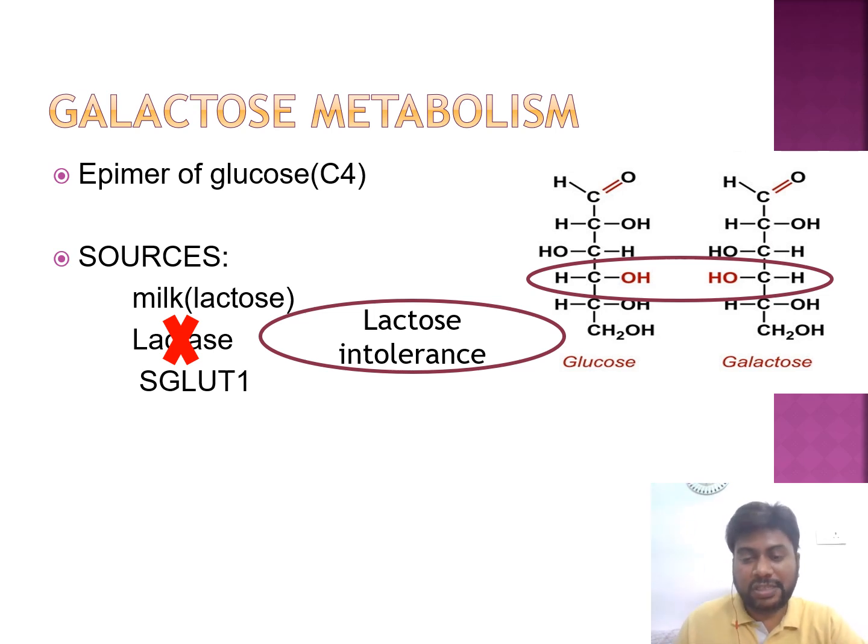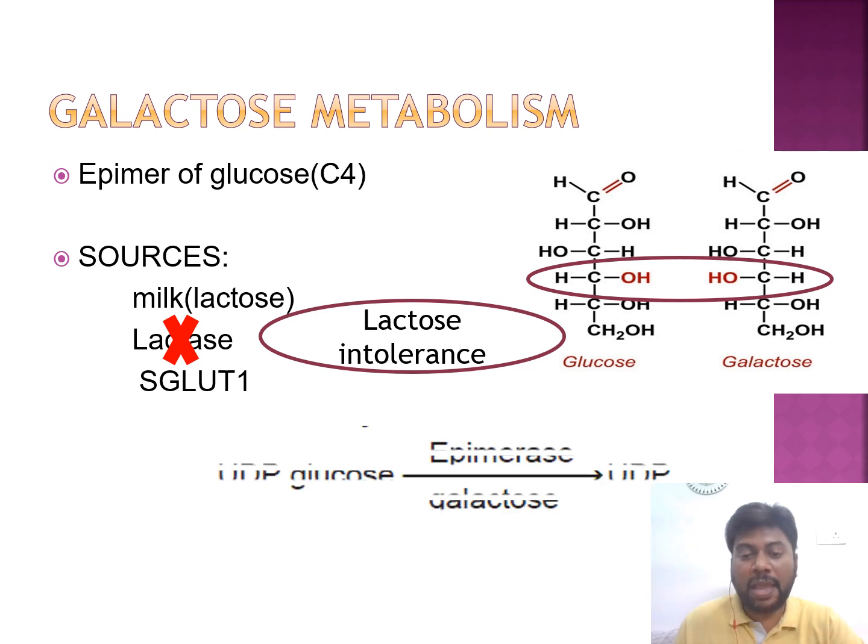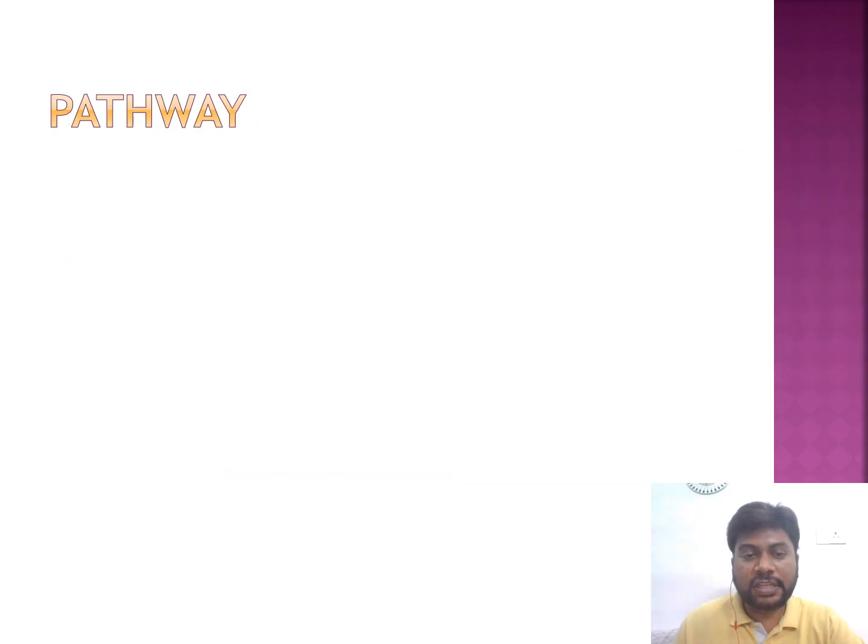Next, coming to the endogenous synthesis, within our body, galactose can easily be synthesized from glucose. Just now we saw that glucose and galactose are epimers of each other. So the enzyme epimerase can easily convert UDP glucose into UDP galactose. This is how galactose is formed in our body. Next, we will see about the catabolism of galactose.